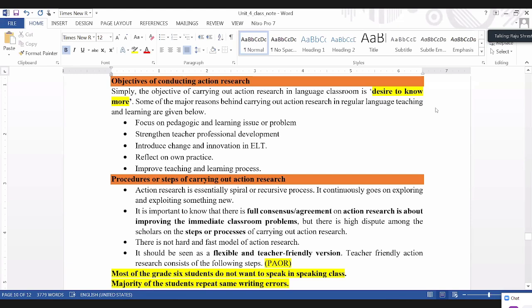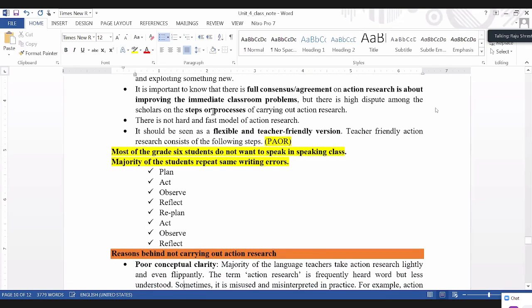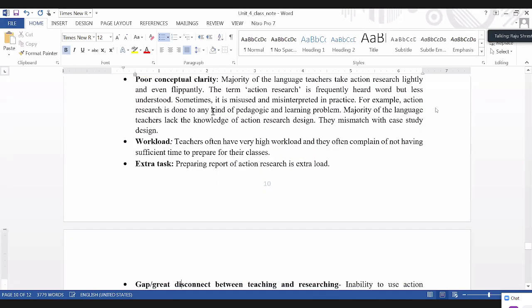Action research is very good, because if we carry it out, it improves the classroom situation. It supports addressing the immediate classroom problems, and improves the teaching and learning environment. Teachers introduce change and innovation in ELT. Teachers bring improvement in the teaching and learning process. Teachers enhance their professionalism. We understand this, this is the good part. Action research is very good. We have to do it, but in reality teachers are not carrying it out. The reasons may be poor conceptual clarity, or workload.